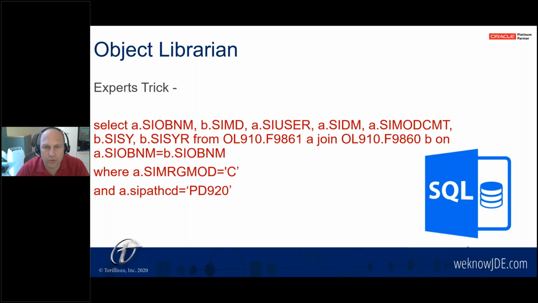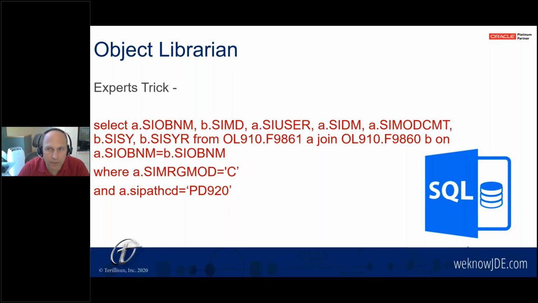So here's a little expert's trick. A lot of our technical CNCs will use a SQL statement where we query across the F9861 and the F9860 to see where this flag is. This is called the mod flag, to see what objects are modified. This is a real easy and dirty way to get into your system to look and see how many customizations you have. Typically, when you do apply ESUs and baselines, they will overwrite your modifications, so you will have to know what those are and go back and retrofit them.